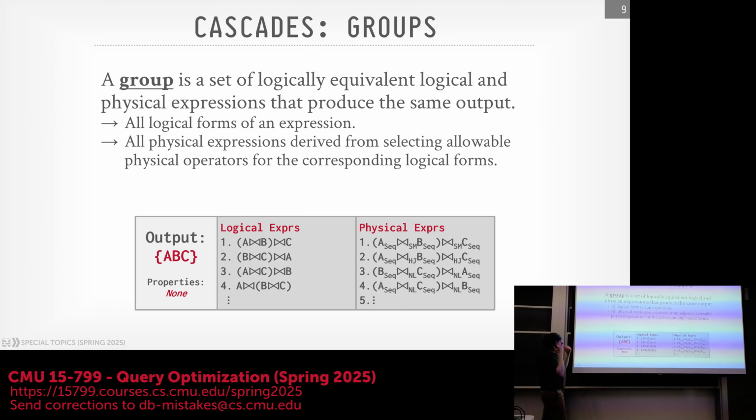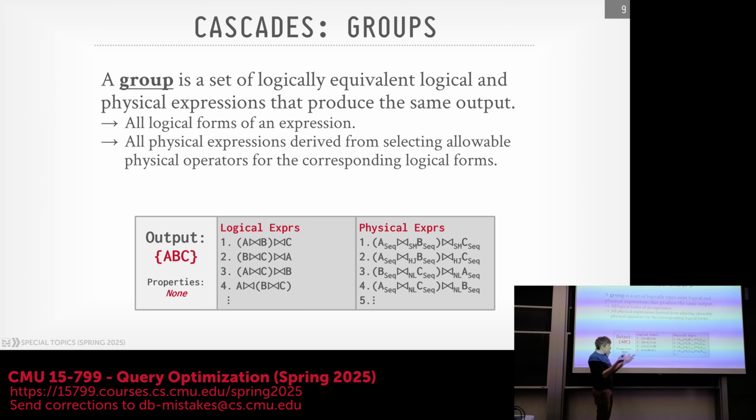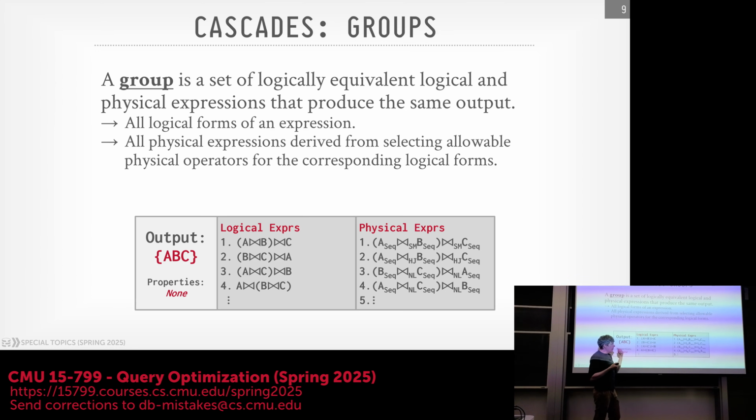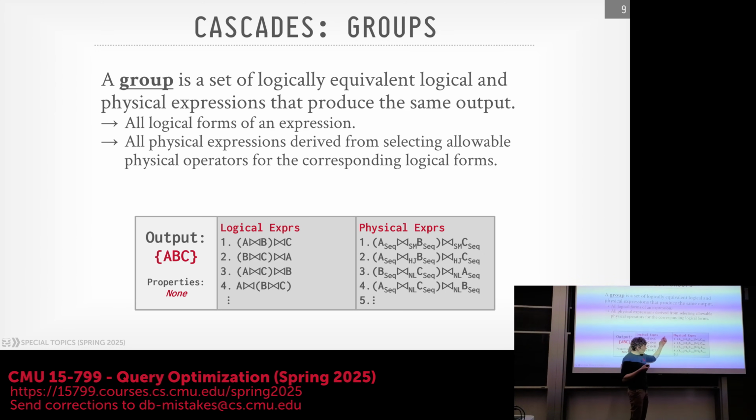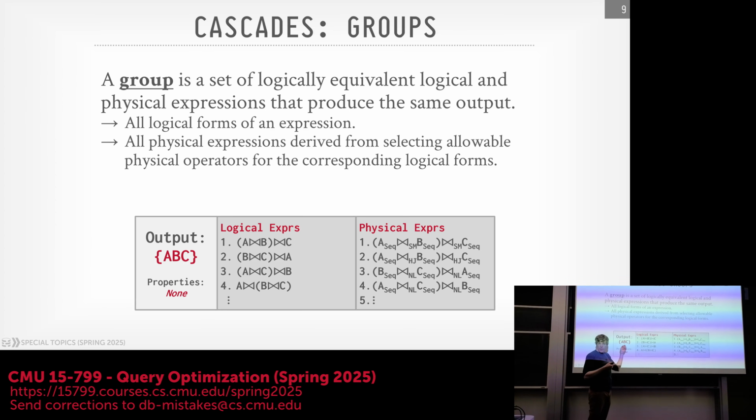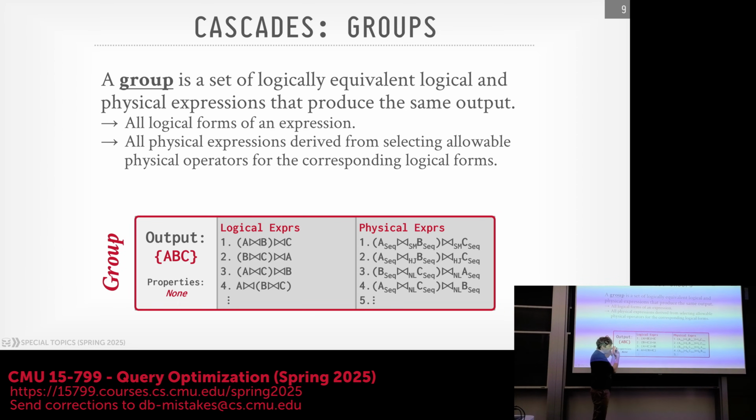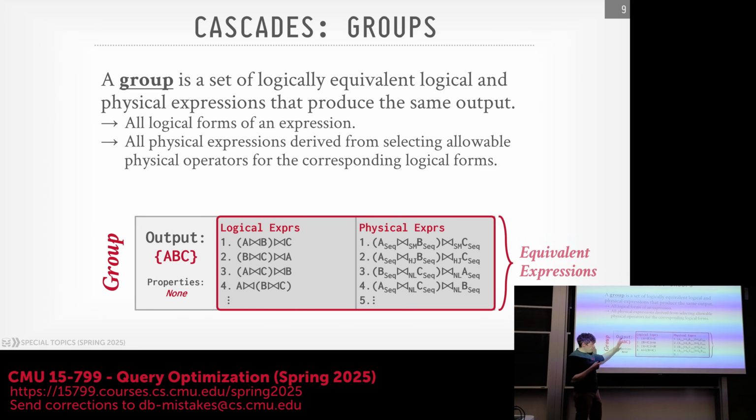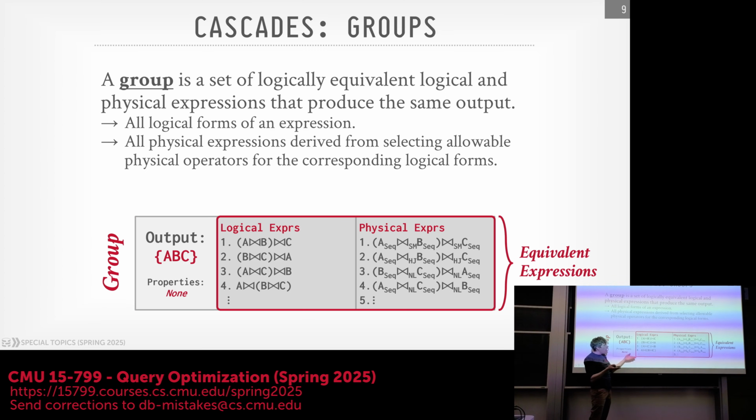And then they're going to have an unordered list of all the logical expressions inside this that are equivalent. I shouldn't say unordered. This could be ordered if you wanted to. It doesn't matter. But here's all the logical expressions that are equivalent to produce the output that I expect for this group. And likewise, here's all the physical expressions that are equivalent that will produce the output specified by the group. So this overall container here, this is considered the group, and the two pieces here, these are just again all the equivalent expressions.